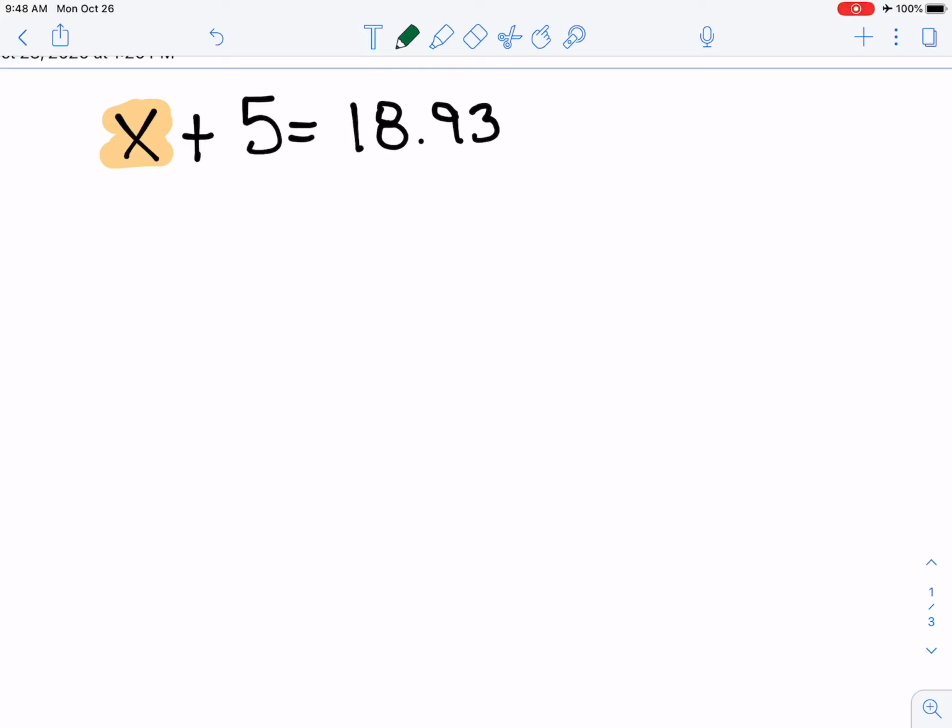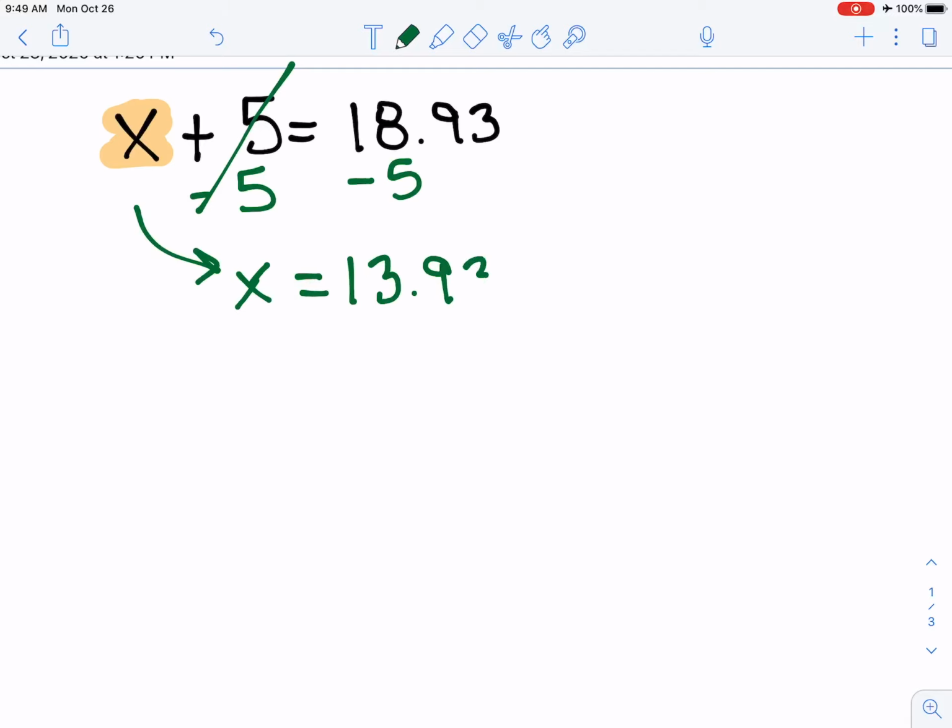Right now we have a plus 5 happening to our x, so I'm going to do a minus 5 so that it will eliminate that, or it'll get rid of that plus 5 next to that. Plus 5 minus 5 makes 0, so it goes away. I bring down my x. You're going to notice that I also subtracted 5 from the other side of the equation. We have to keep our equations balanced, and whatever we do to one side, we have to do to the other. So when I take 18 and 93/100 minus 5, I'm left with 13 and 93/100.